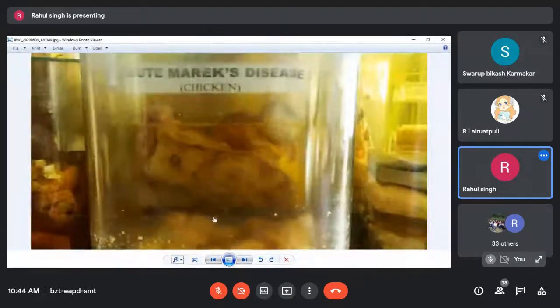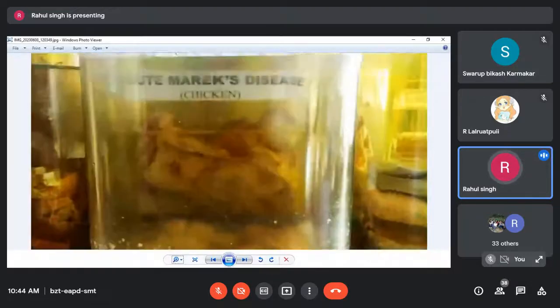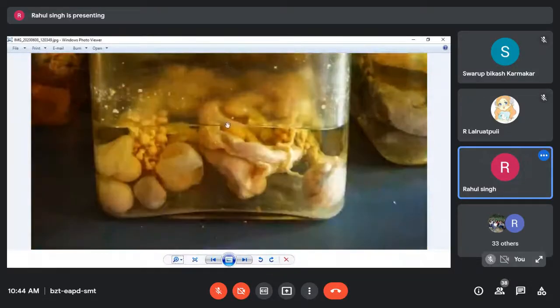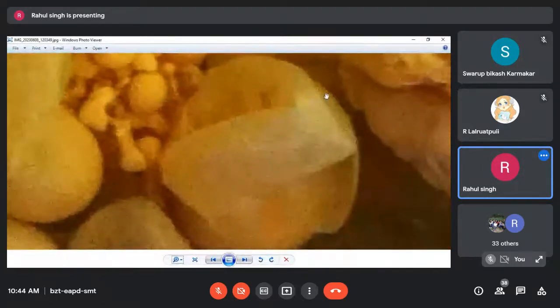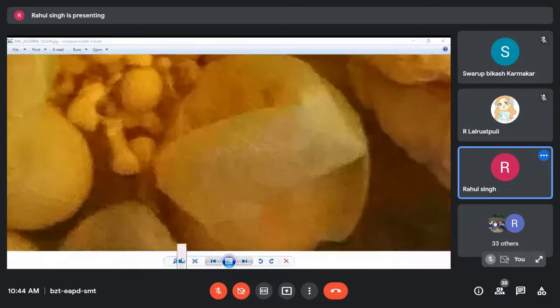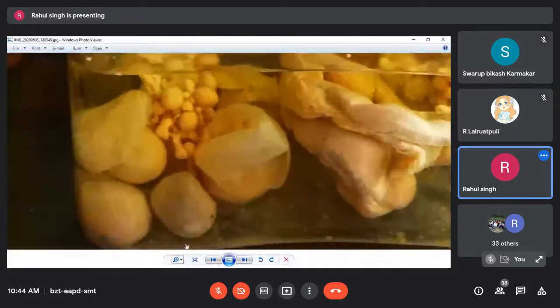Oophoritis. Although it is written Marek's disease, don't confuse with it. It is misspelled here. All right. These are the ova, misshapen. You can see a pedunculated ovum here. You can see the ova, and this is a misshapen pedunculated ovum. These are misshapen ova, misshapen pedunculated ova. Okay.